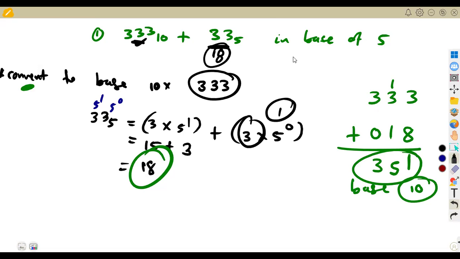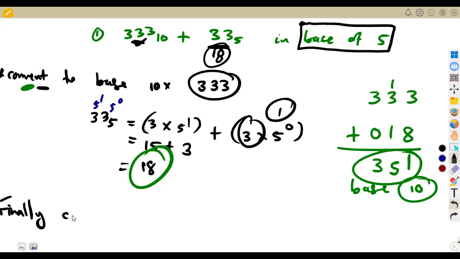But this is not where our answer is required to be. The answer is required to be in base 5, not base 10. So do not forget that now you have to convert them back. You are supposed to convert them back where? To the required base, to base 5. So finally, convert to the required base.